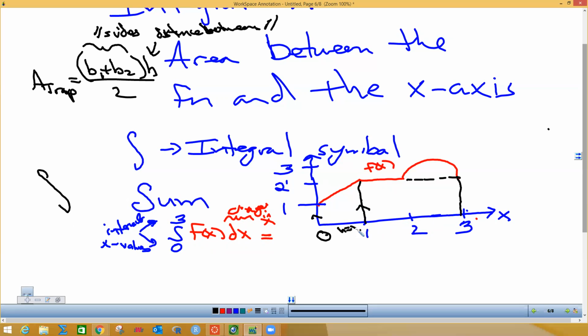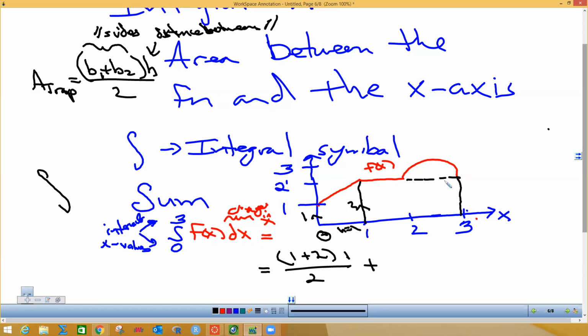And so that makes this my height. This h is 1 because from 0 to 1 is 1. And then this base is 1 and this base is 2. So when I start figuring out my formula, I'm going to get base 1 plus base 2, that's this 1 and that 2, times my height of 1, all divided by 2. So there's the first part. Then I'm going to go to this next part.